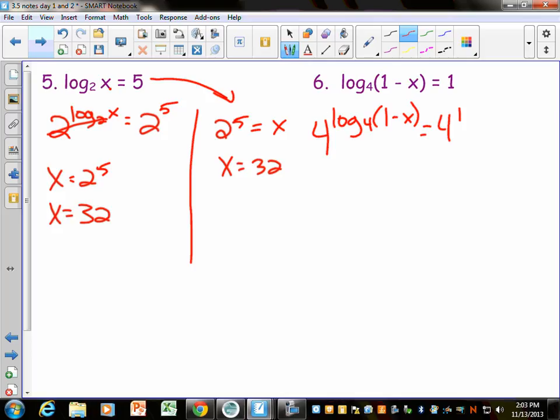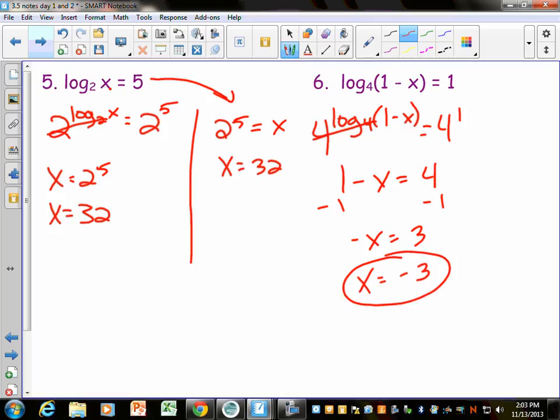Right? If you do it like this, your 4 log 4 cancels out, and you get 1 minus x equals 4, which is exactly what you get if you do 4 to the 1st equals this. Either way, you end up with that same problem. But the difference between 5 and 6 is you actually have to solve for x here. So I can subtract 1, and I get negative x equals 3. Divide by negative, x equals negative 3.